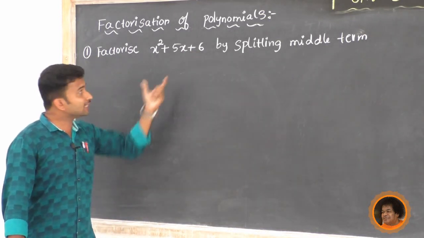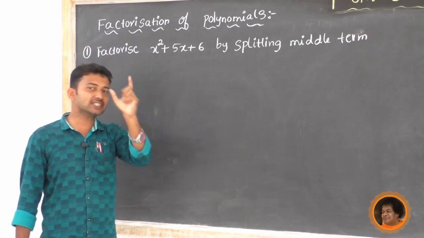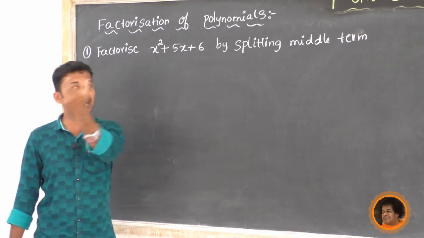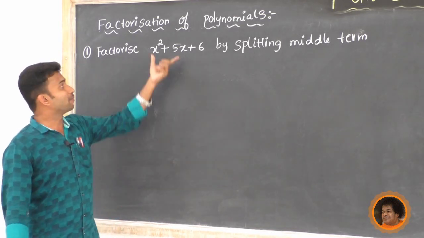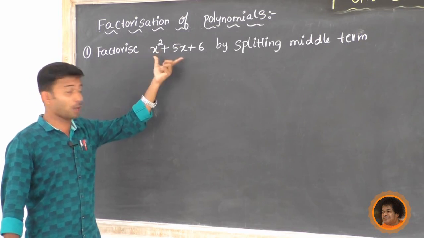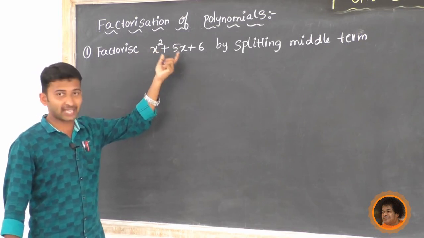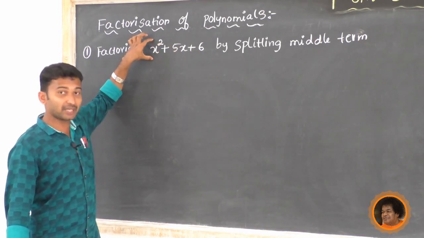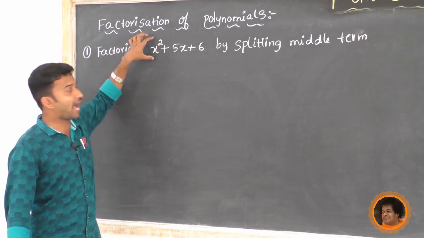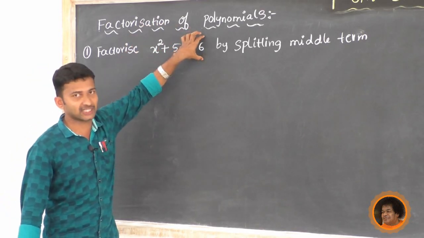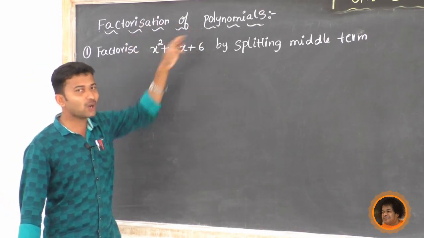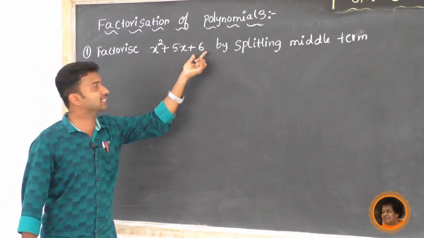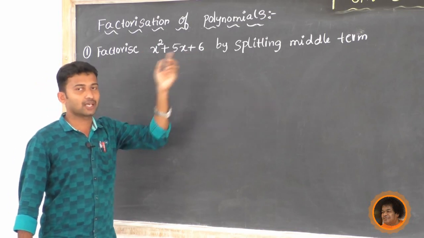Now in this case, the first step is we have to find the first term and the last term. By considering the problem x square plus 5x plus 6, the first term is ax square and the last term is 6. So ax square or x square is the first term and 6 is called the last term.